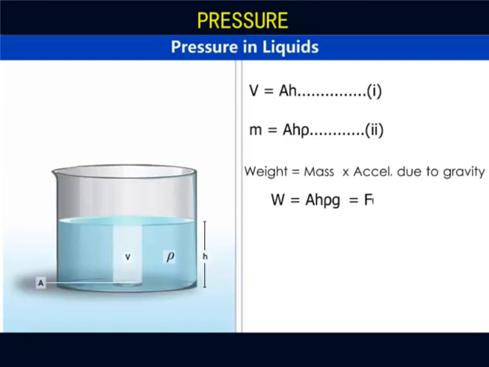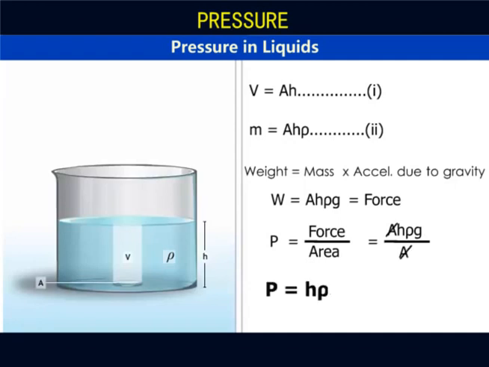This weight is the force that the liquid column is exerting on the coin. And we know that pressure is equal to force over area. And so P, pressure, is equal to AH rho g over A. The A cancel out and pressure is equal to H rho g. This is the expression for the pressure exerted by a liquid of density rho at depth h.